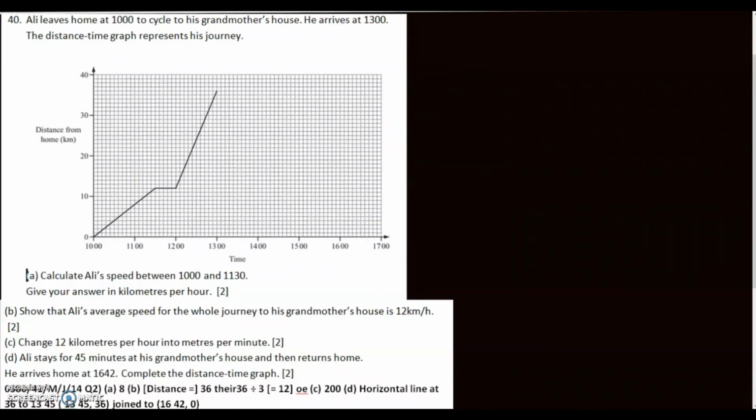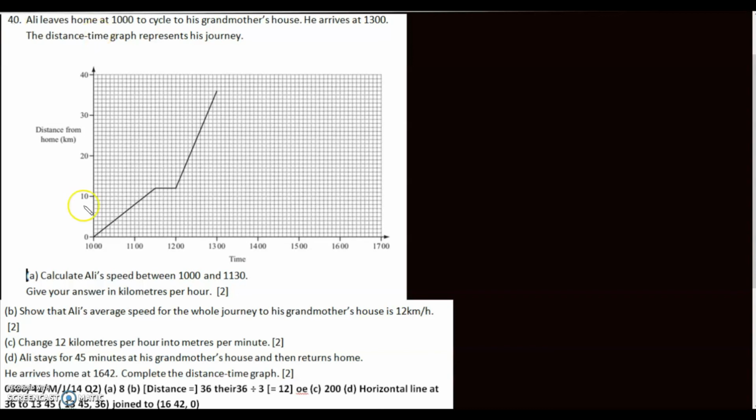Ali leaves home at 1000 to cycle to his grandmother's house. He arrives at 1300. So that's 10 o'clock and then that's 1 o'clock. The distance time graph represents his journey. Part A. Calculate Ali's speed between 10 to 11:30. Give your answer in kilometers per hour.